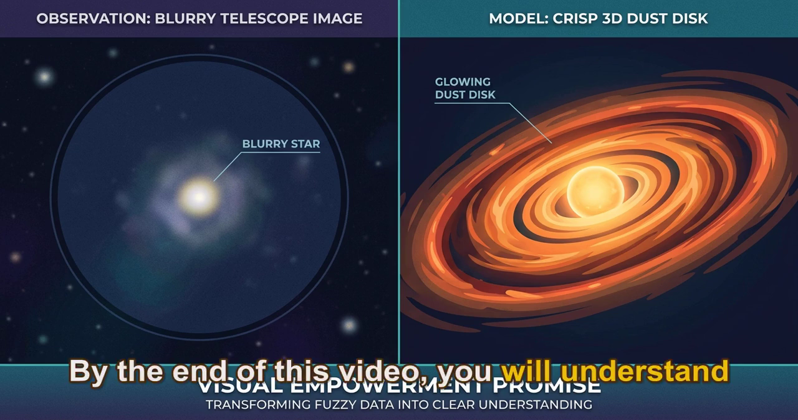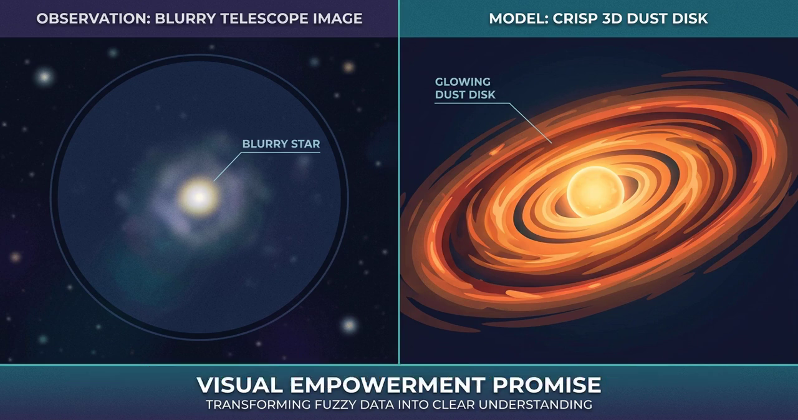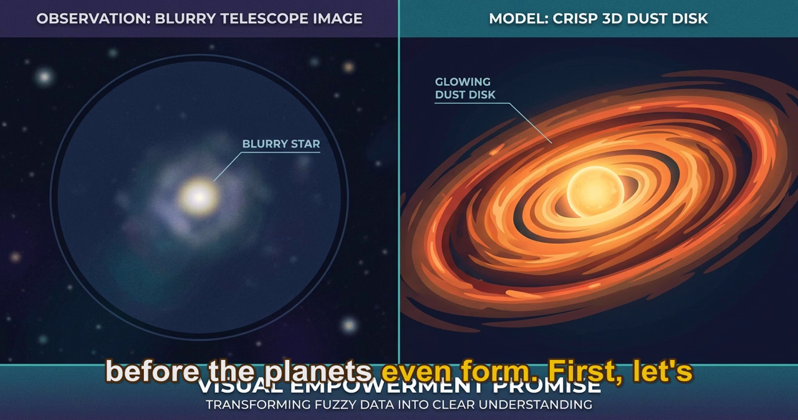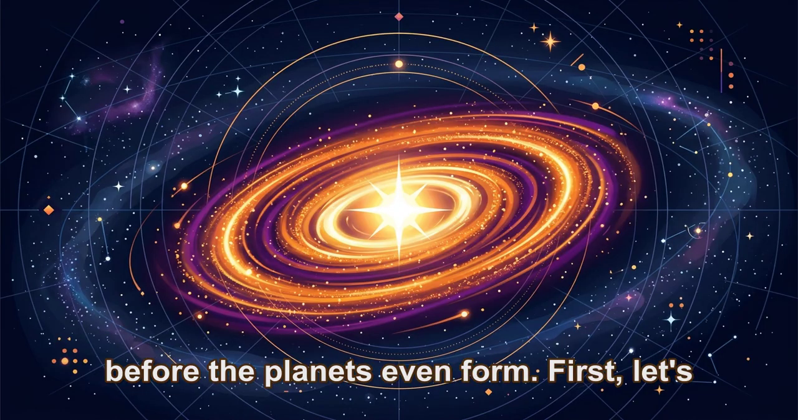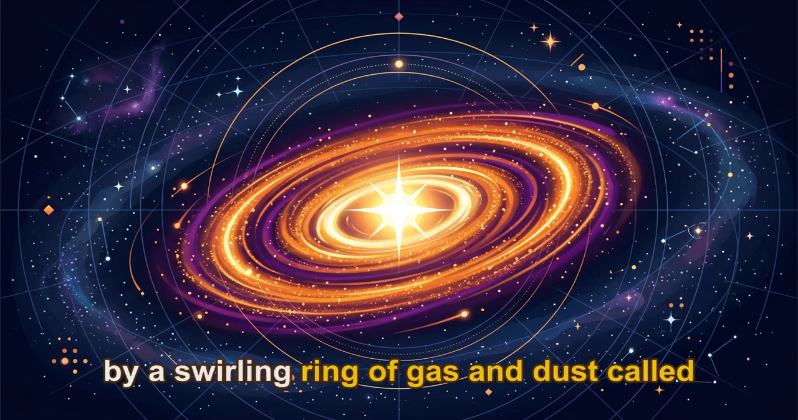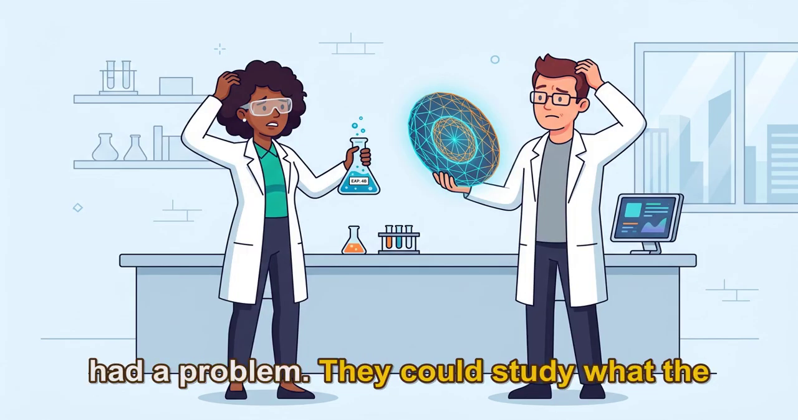By the end of this video, you will understand how scientists figure out the exact 3D shape and chemical recipe of alien solar systems before the planets even form. First, let's travel to MP Mus, a baby star surrounded by a swirling ring of gas and dust called a protoplanetary disk. Historically, scientists had a problem.